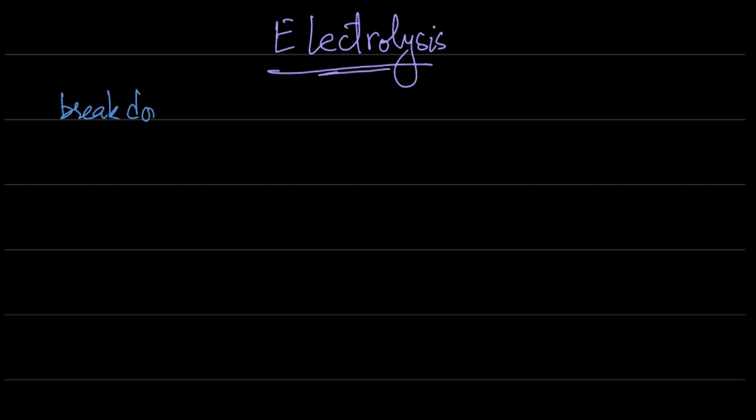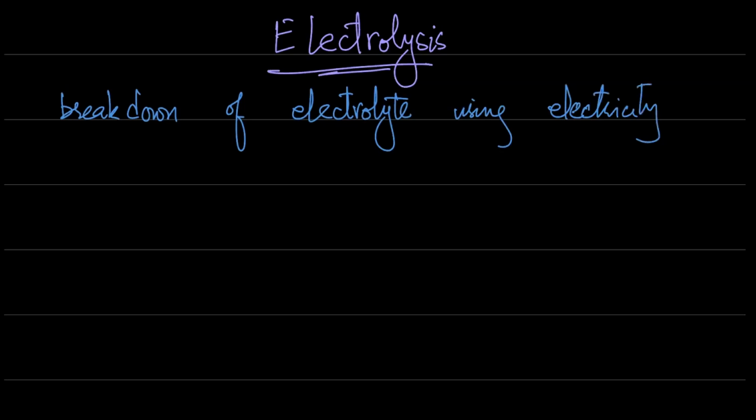Okay, now that we know cells, we know all of this. So let's get to the key topic for today. All right, does anybody know what electrolysis is? Electrolysis is the breakdown of an electrolyte or ionic compound using electricity. So basically it is decomposition. We take any ionic compound and we break it down into two things. Kind of like a purification technique, but using chemistry.